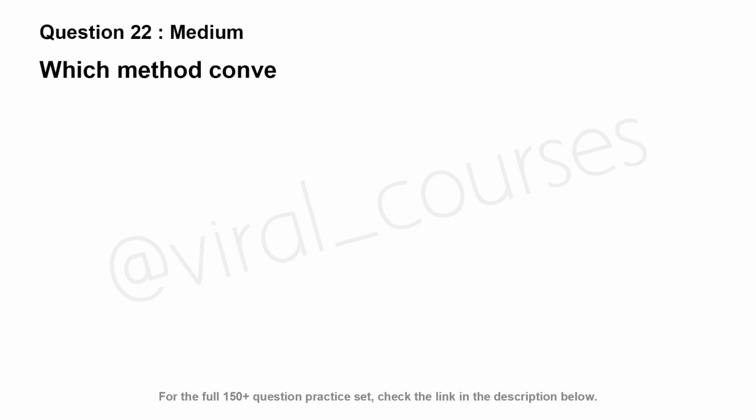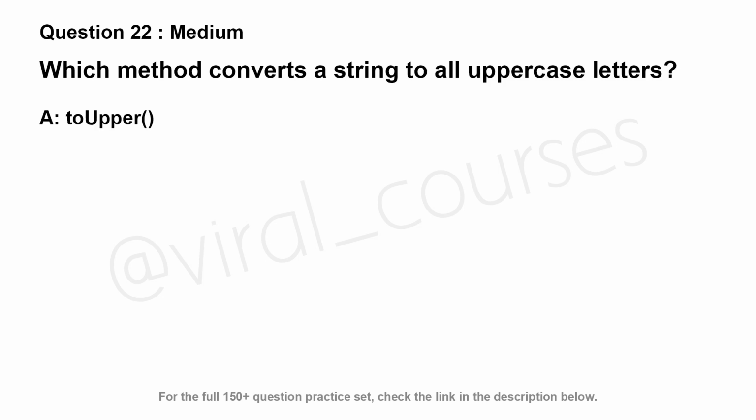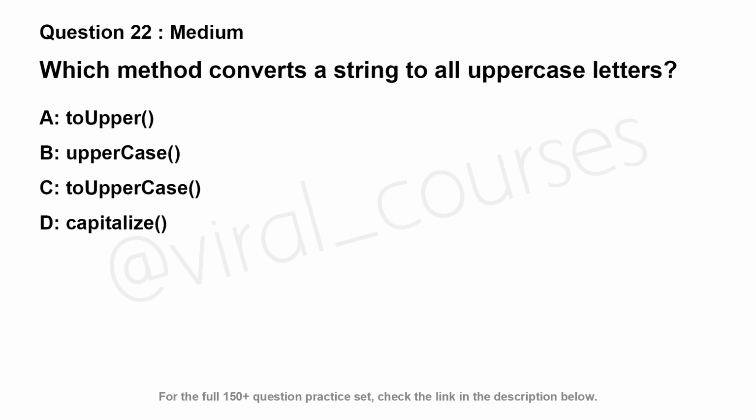Which method converts a string to all uppercase letters? Option A, toUpper. Option B, uppercase. Option C, toUpperCase. Option D, capitalize.